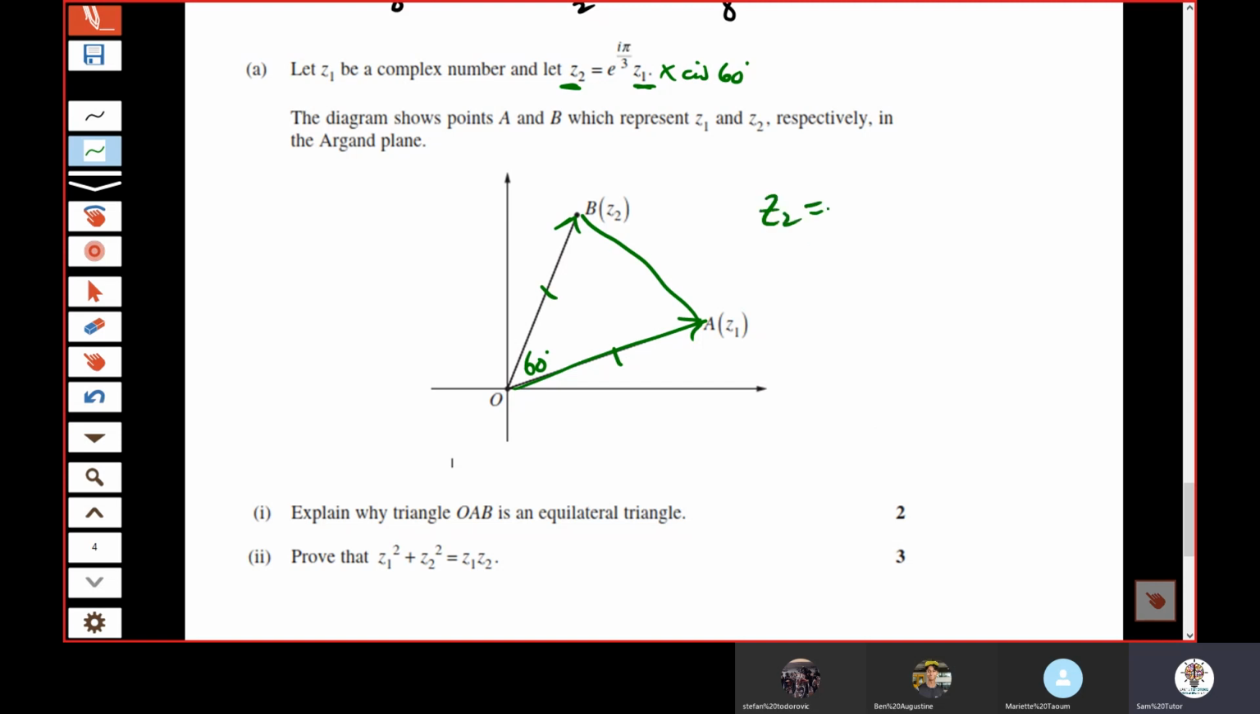So one more time, Z2 is equal to Z1 times cis 60, because of pi on 3. Yeah, because e to the i theta, just think of it as cis. I think cis is easier personally, but you have to decide for yourself what's easier. Cis pi on 3. If that's 60, what do I know about these two angles then?